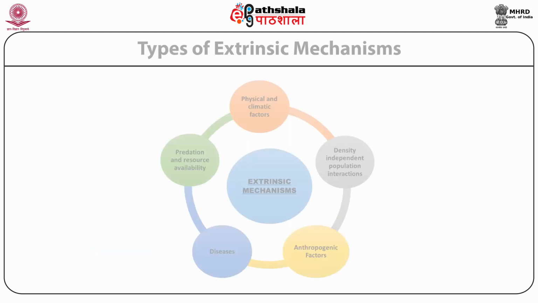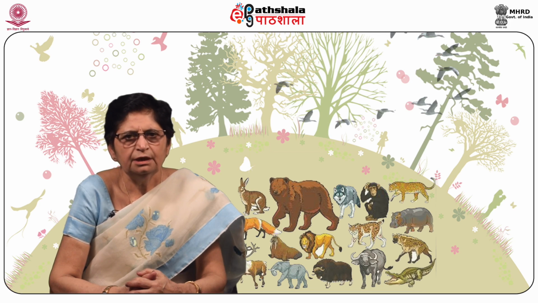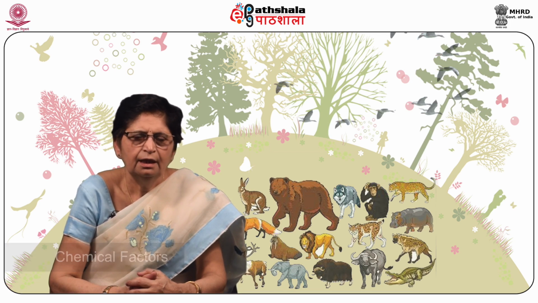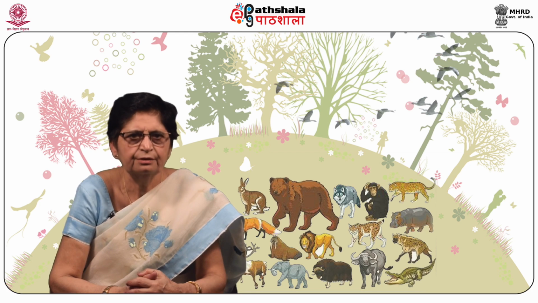As we have seen in the video, the extrinsic mechanisms include the physical and climatic factors, density-independent population interactions, anthropogenic factors, diseases, predation, and resource availability. The physical components include climate, soil, wind, water currents, and chemical factors. Light and temperature play an important role in reproduction.